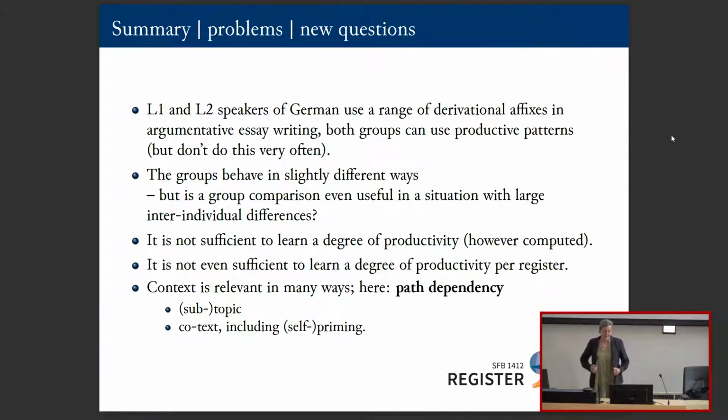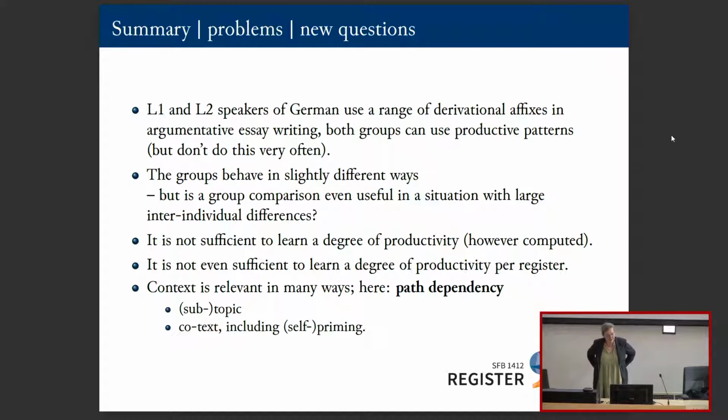Okay, I'm almost done. So what I've shown is that L1 and L2 speakers of German use a range of derivational affixes in argumentative essay writing. Both groups can use productive patterns, but neither group does it very often. Maybe because you don't have to, because all the core vocabulary is already there. And there is no need to form new words when you talk about familiar things.